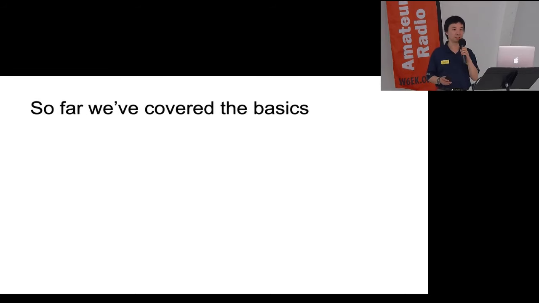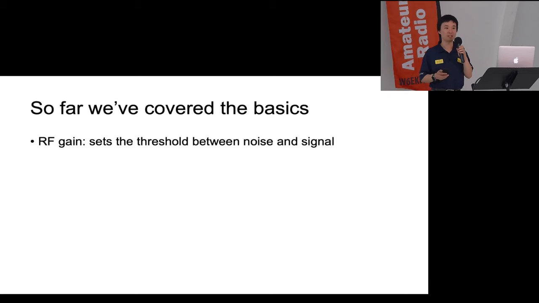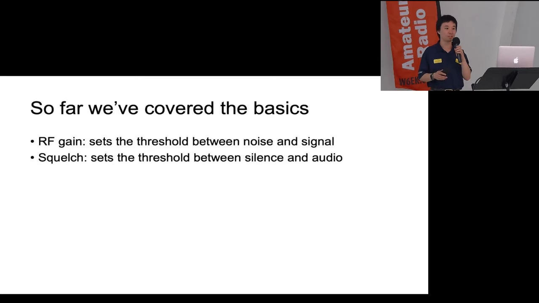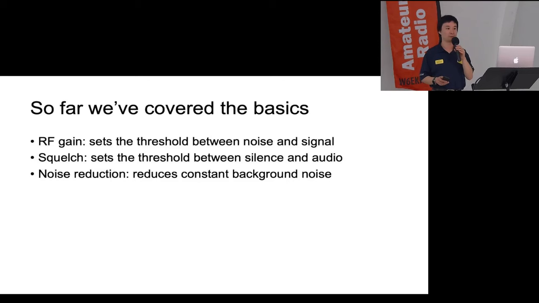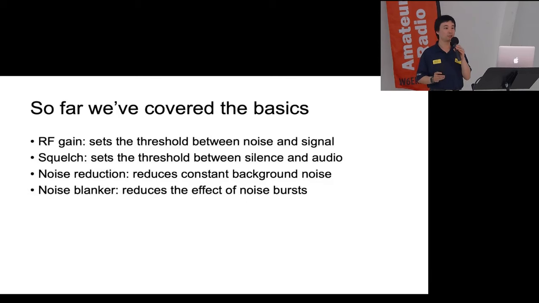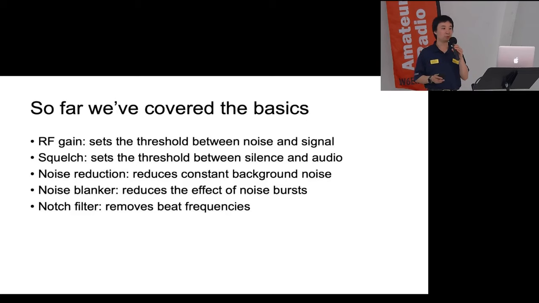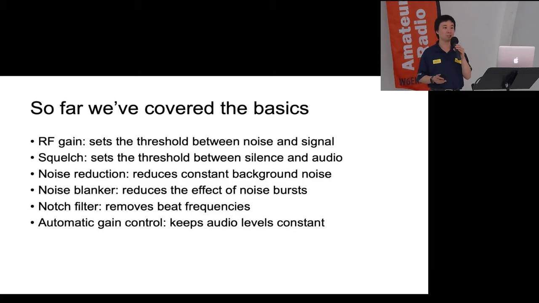So far we've covered the basics, and I'm going to quickly go over all the settings and what they do. The RF gain, you can think of it as setting the threshold between noise and signal. Squelch, you're setting the threshold between silence and audio. You use the noise reduction when you want to reduce constant background noise, and you want to use the noise blanker to reduce the effect of noise bursts. The notch filter removes beat frequencies, and the automatic gain control keeps your audio levels constant. These controls, I believe, are on every radio you can buy these days, and some of the older tube equipment probably at least has an RF gain.